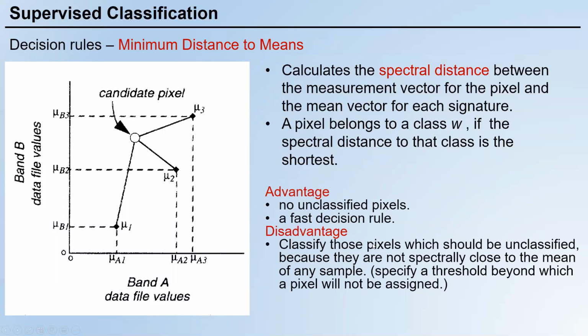The disadvantage: it classifies those pixels which should be unclassified, because they are not spectrally close to the mean of any sample. It means that according to this method, we only compare distances. We don't actually care if the shortest distance is still too long.